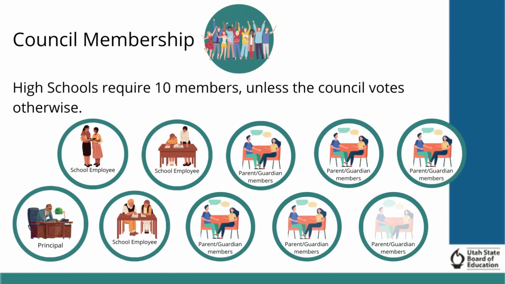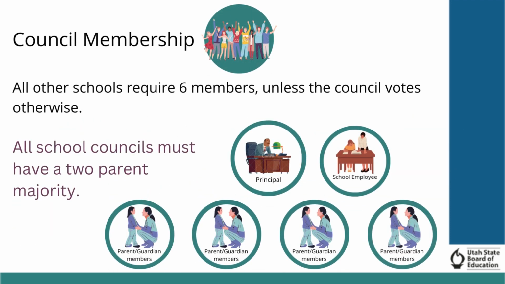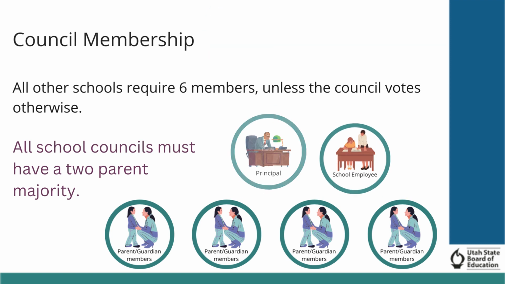Unless the council votes otherwise, a high school council will have 10 members made up of 6 parent or guardian members and 4 school employees, which includes the principal. It must have at least a 2-parent majority. Unless the council votes otherwise, all other school councils will have 6 members made up of 4 parent or guardian members and 2 school employees, which includes the principal. It must have at least a 2-parent majority.